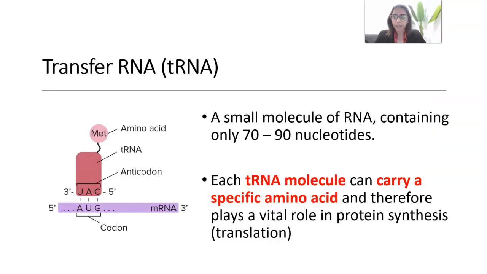Right, so the next molecule we're going to be looking at is transfer RNA. Now, transfer RNA is this shape here, this rectangle, and you can see that it has an amino acid attached onto the top. Now, transfer RNA is really important in protein synthesis. It carries amino acids to a section of code, and it places them in the correct order.